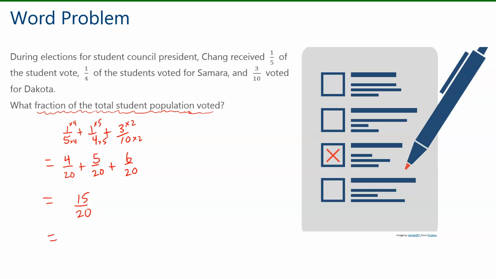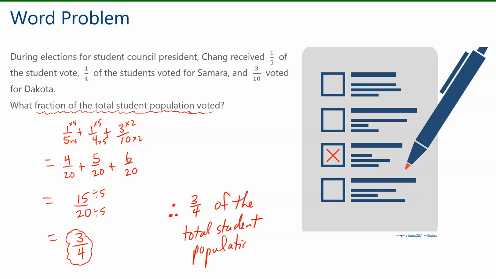And we do need to reduce here. 15 over 20 is not simplest form. The GCF for 15 and 20 is 5. So I divide numerator by 5, denominator by 5. 15 divided by 5 is 3. 20 divided by 5 is 4. That is simplest form. So therefore, that's your little symbol for therefore, by the way, 3/4 of the total student population voted.